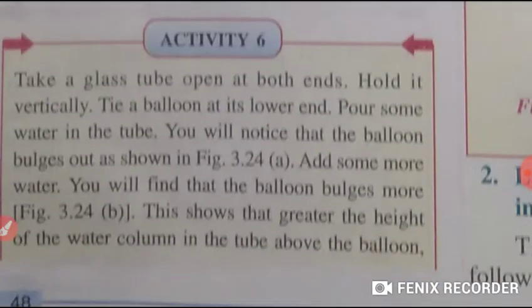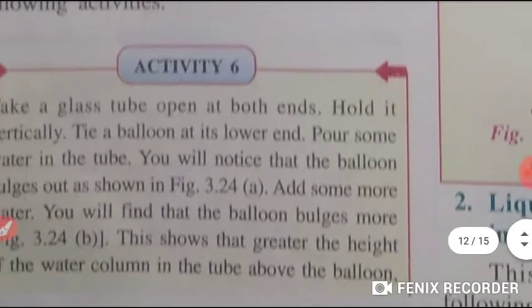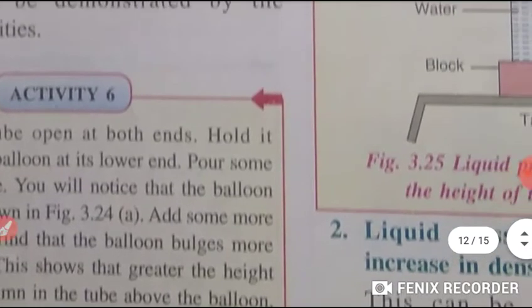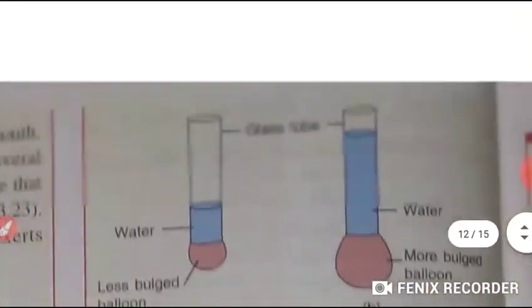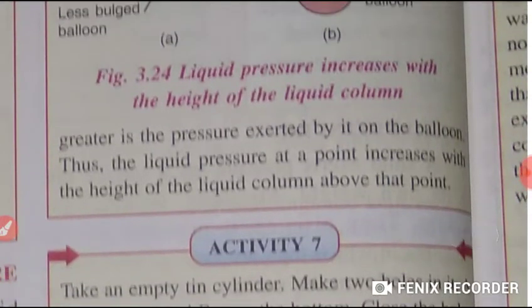You will notice that the balloon bulges out, right? Now you have to add some more water. You will find that the balloon will bulge more, right? This will show that the greater the height of the water column in the tube above the balloon, the greater the pressure exerted on it, on the balloon. That means the liquid pressure at a point increases with the height of the liquid column above that point, right?